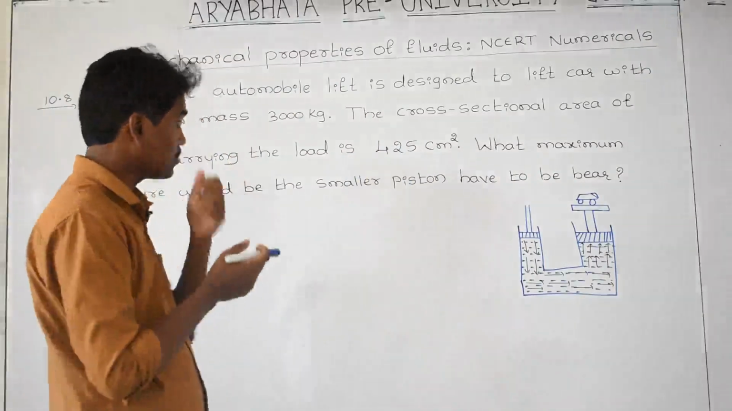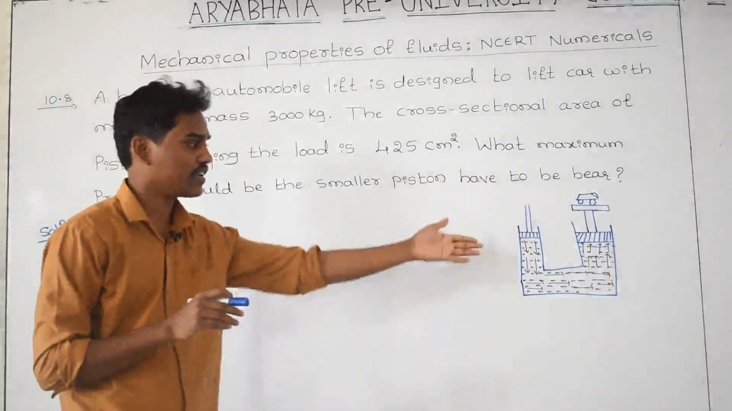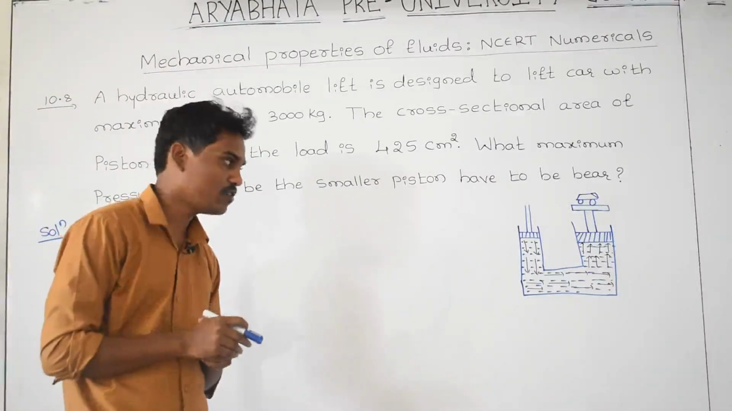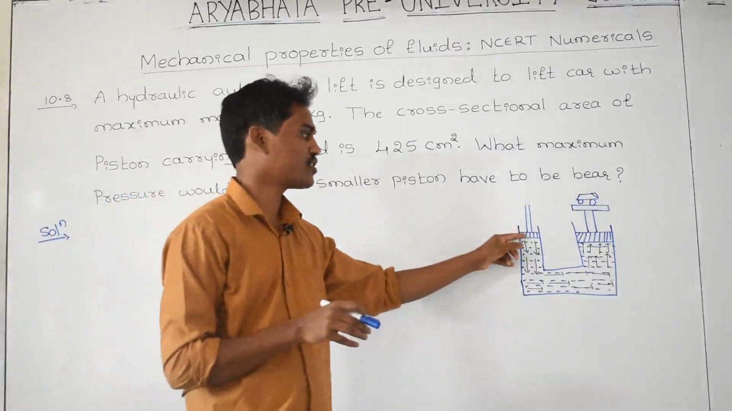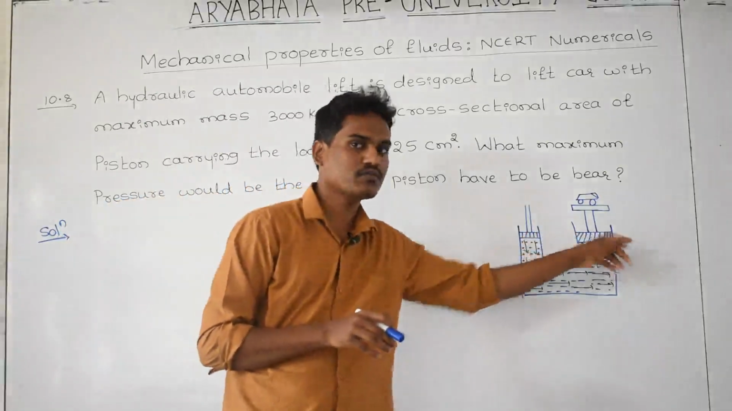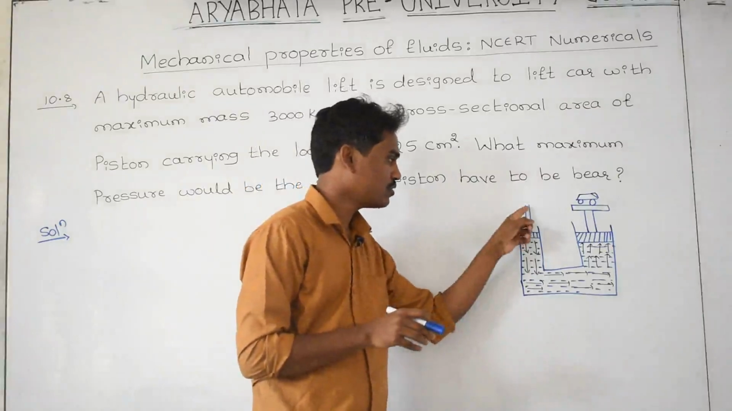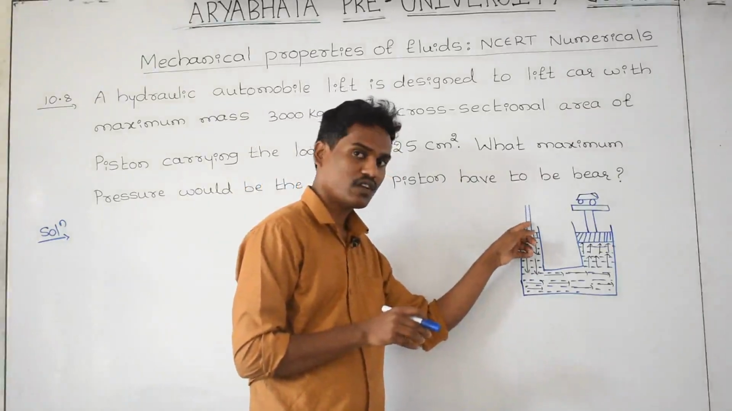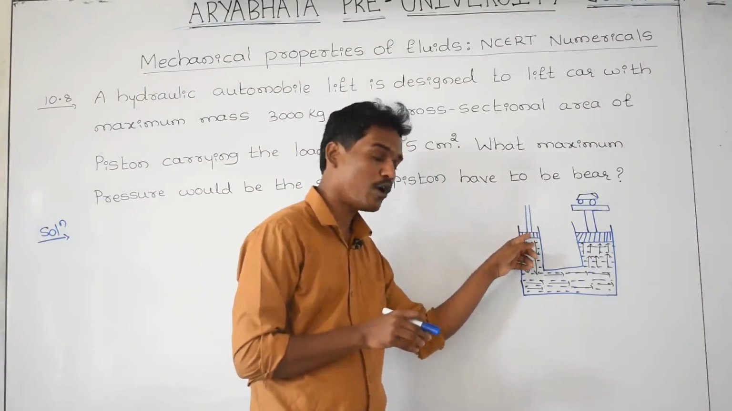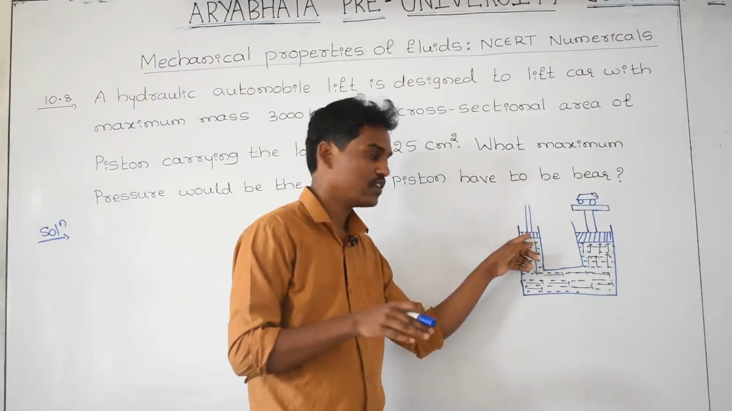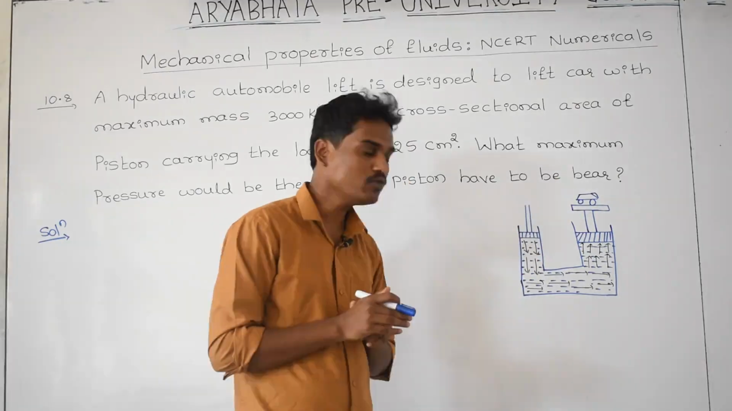And the question is an application of Pascal's law. For convenience, I have drawn the diagram. That is a hydraulic lift, and this is a smaller piston and this is a bigger piston, and we have to apply a force on the smaller piston, and on the area of this piston, after applying force, how much pressure would the smaller piston have to bear. That's what you need to find out.